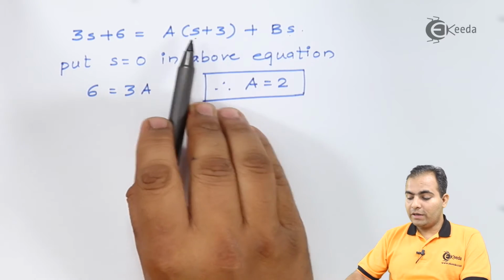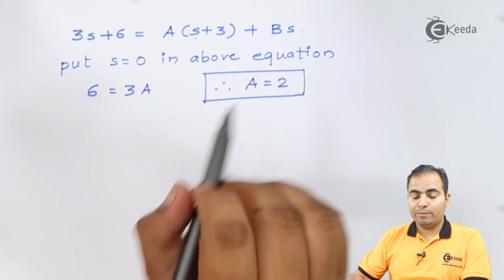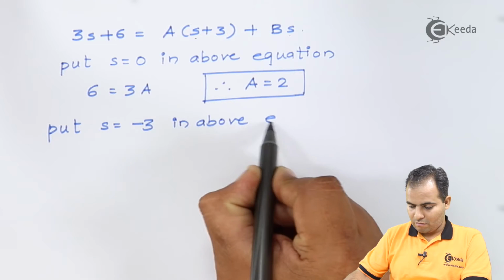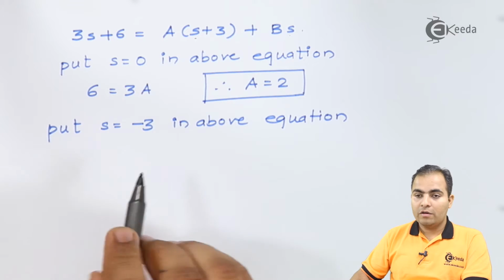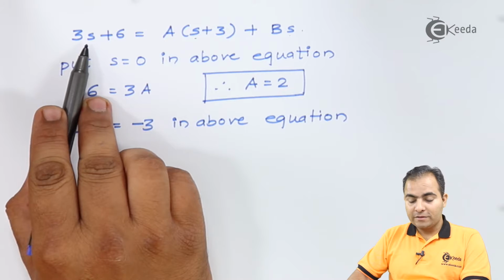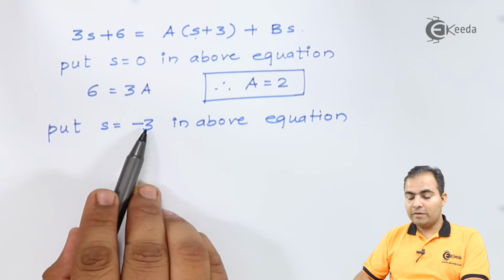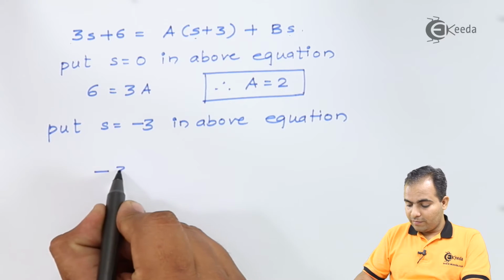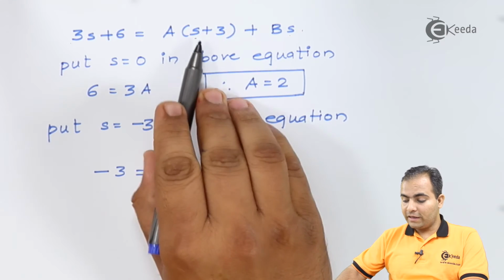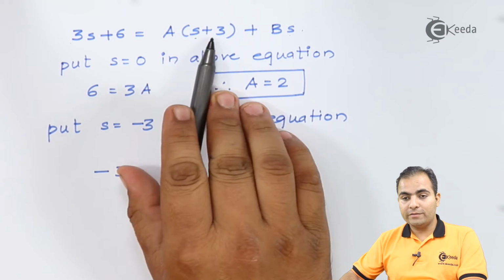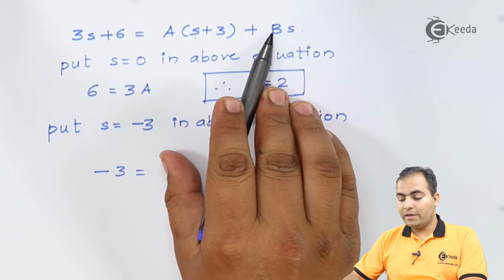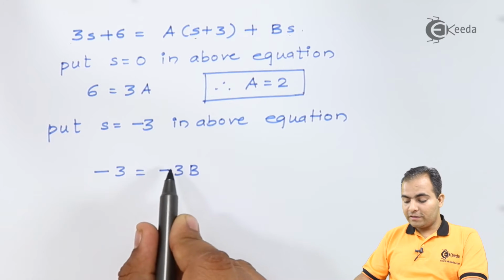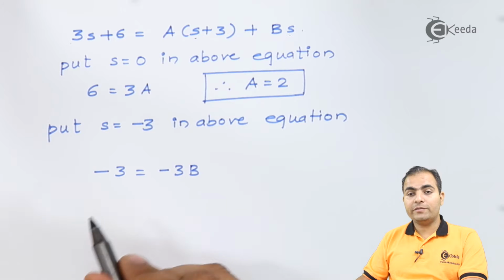Now put s equals minus 3 to get the value of B. What you will get, as this s is replaced by minus 3, then 3 into minus 3 becomes minus 9, but minus 9 plus 6 becomes minus 3, which will be on the left hand side. Now look at it, if s is replaced by minus 3, then the whole A term becomes 0, so on the right hand side what you will get, B into minus 3 becomes minus 3B. Now if I shift this minus 3 to the left hand side, the B value becomes 1.